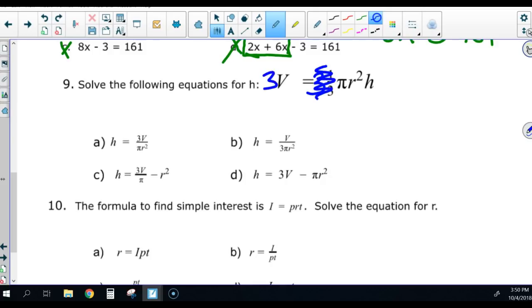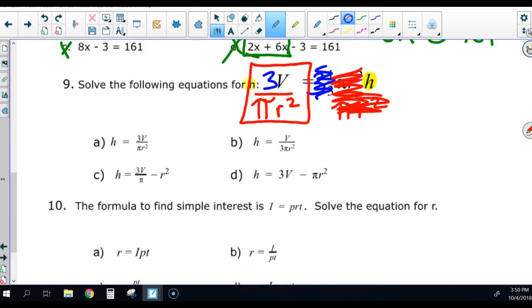3v equals pi r squared h. I'm solving for h, so what's happening to h? It's got a pi r squared multiplied to it. I'll divide by pi r squared to both sides. Pi r squared, they cancel out, and I'm left with h equals 3v over pi r squared. So A.